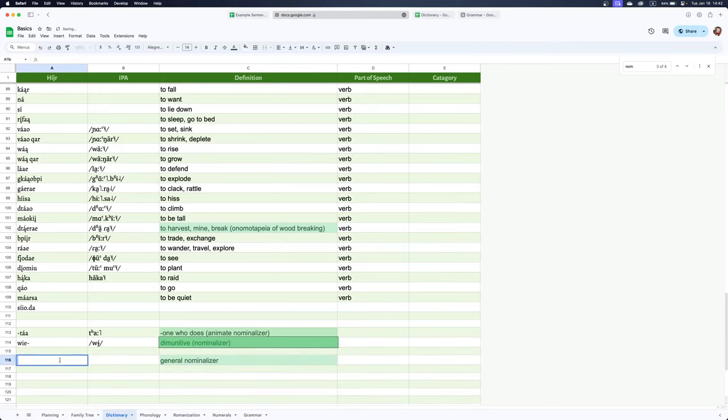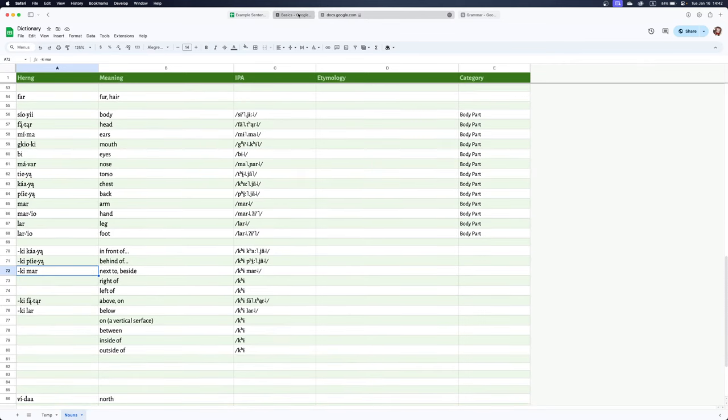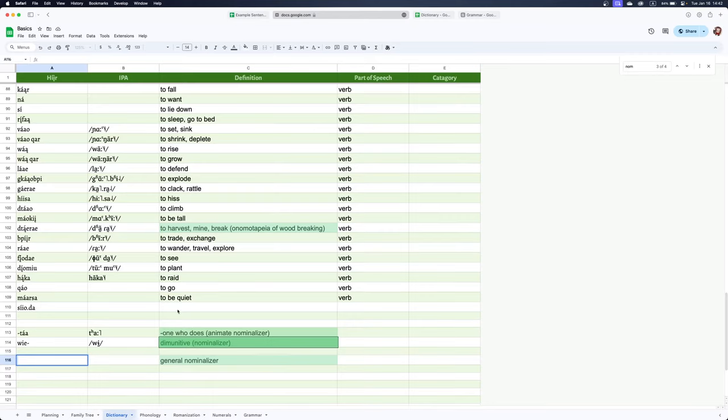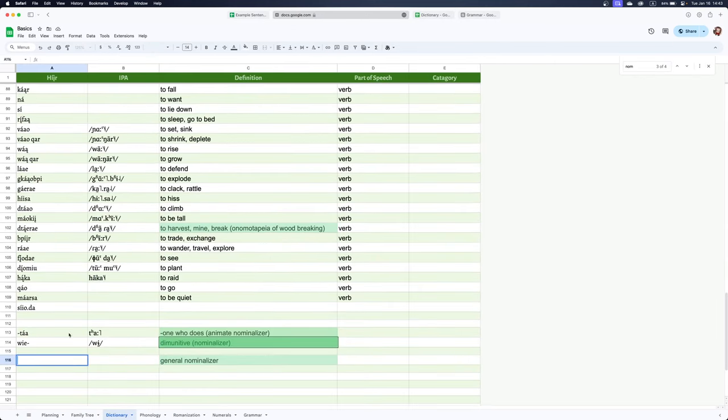What would be a good general nominalizer? I think it'd be best if it was a suffix. I could do an infix, but we don't have many infixes in the language, and if you do infixes, you kind of have to go all in. So a suffix that goes to the end of this word. To hang, the hanging.